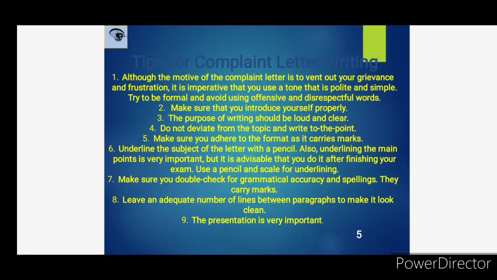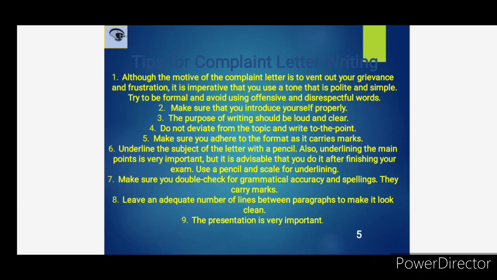Make sure that you introduce yourself properly. And the purpose of writing needs to be loud and clear. Also, do not deviate from the topic and write to the point. Make sure you adhere to the format as it carries marks. So please keep the format in mind while writing a formal letter.